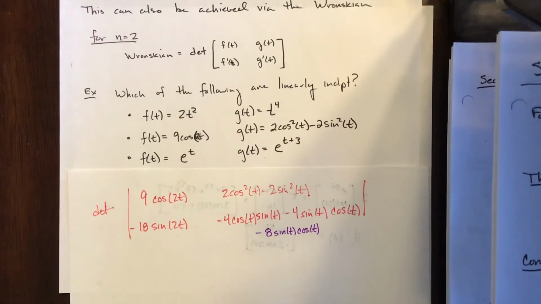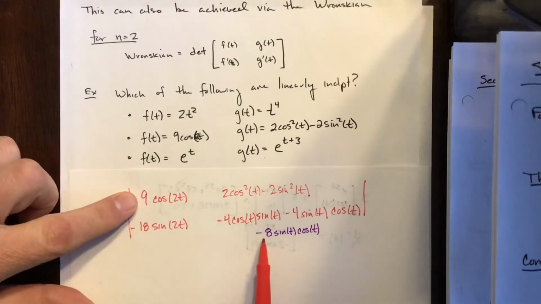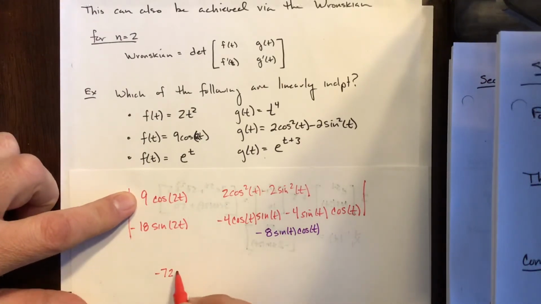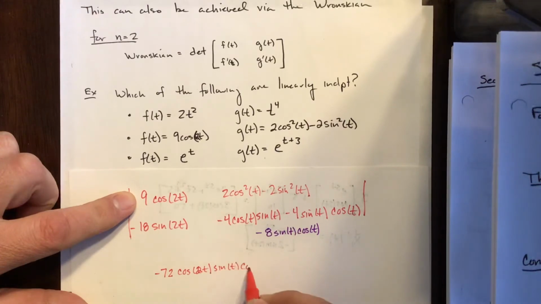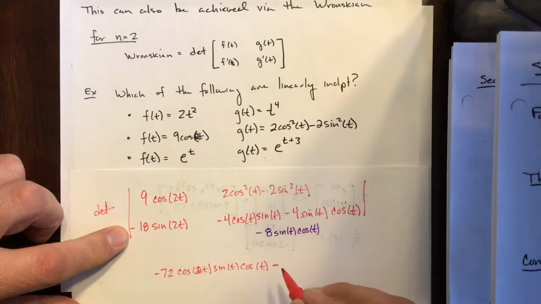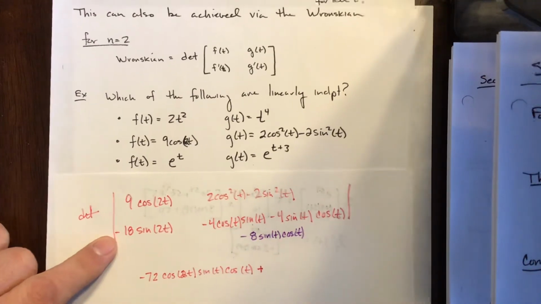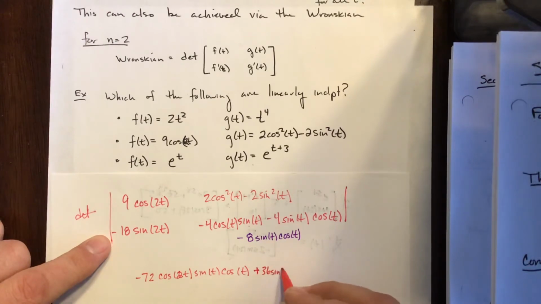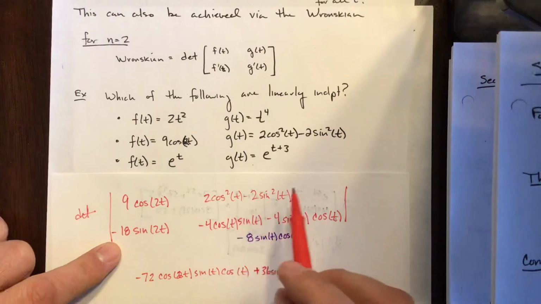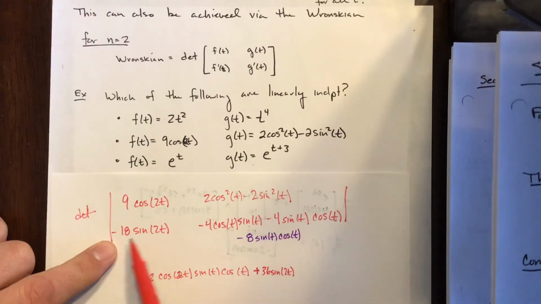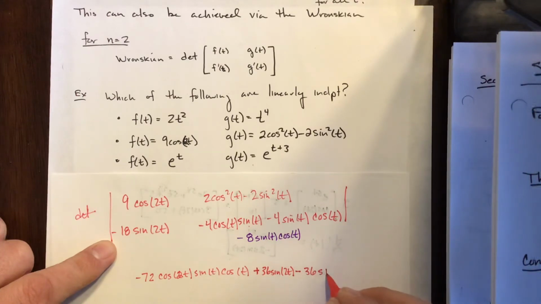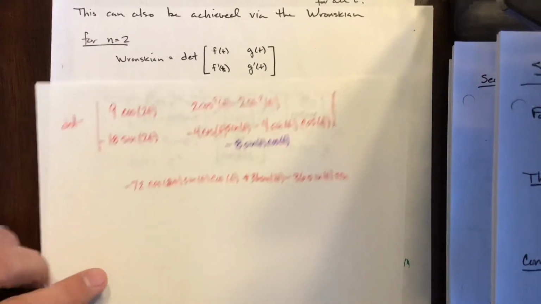Now, let's take the determinant. 9 times 8 is 72, so negative 72 cosine 2t times the sine of t cosine t minus negative 18, so that's plus 36 sine 2t, negative 18, so this will be minus 36 sine t sine, oops, I messed this up. Sorry about that. Let me start this over again.